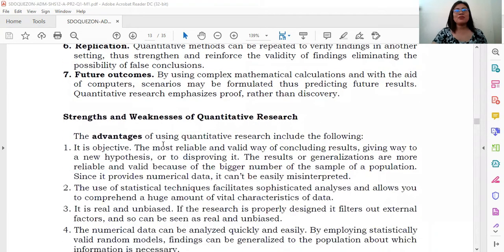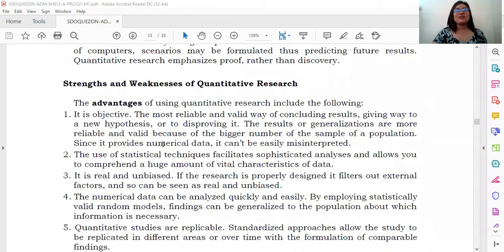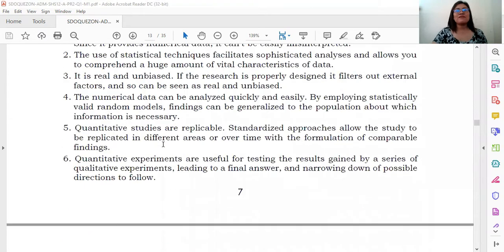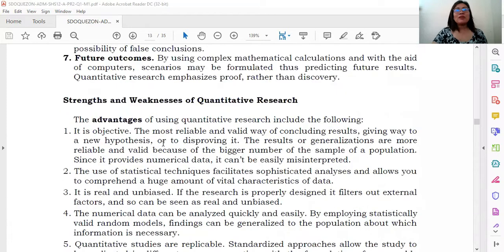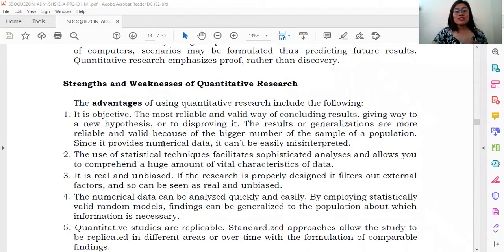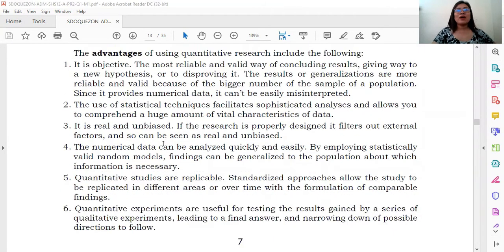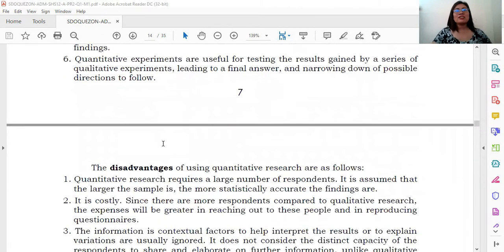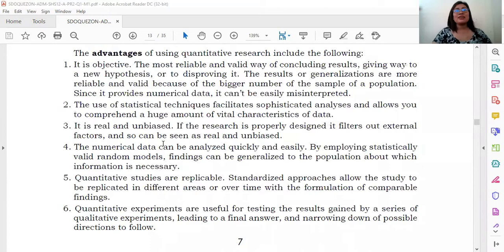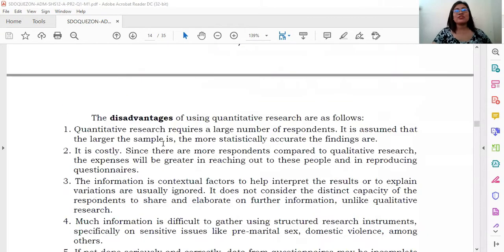For the strengths and weaknesses of quantitative research, you will see here the advantages and, of course, the disadvantages. When we talk about advantages, it talks about the strengths of quantitative research, whereas when we talk about disadvantages, it talks about the weaknesses. All right, so I hope that is clearly understood.